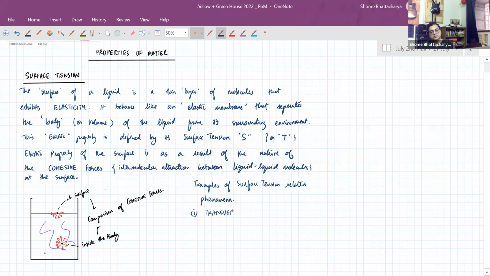Transverse waves propagate on fluid surfaces, like ocean waves, for example, waves that surfers use to propel themselves. So they are able to propagate due to the elastic nature of a surface.